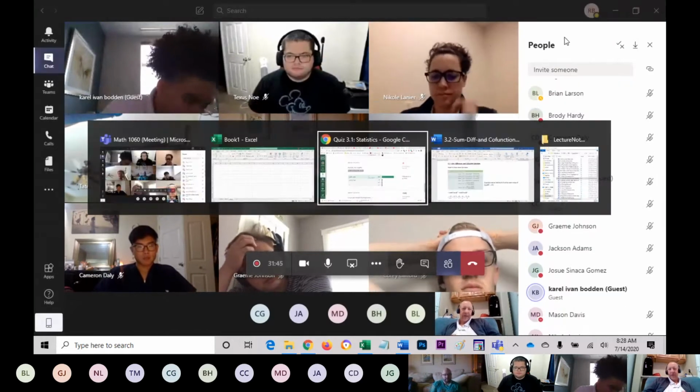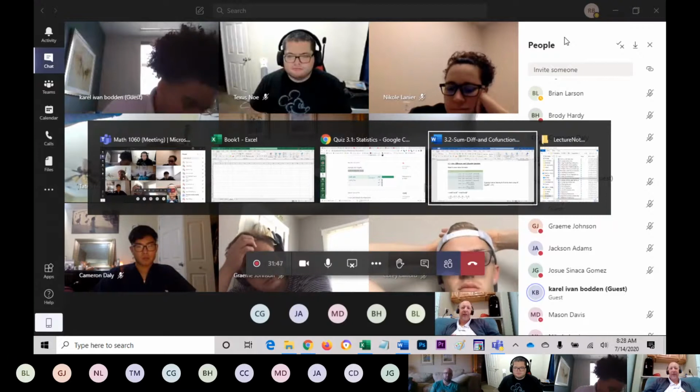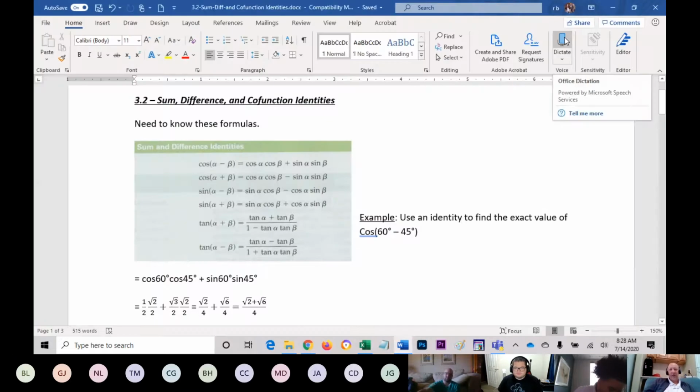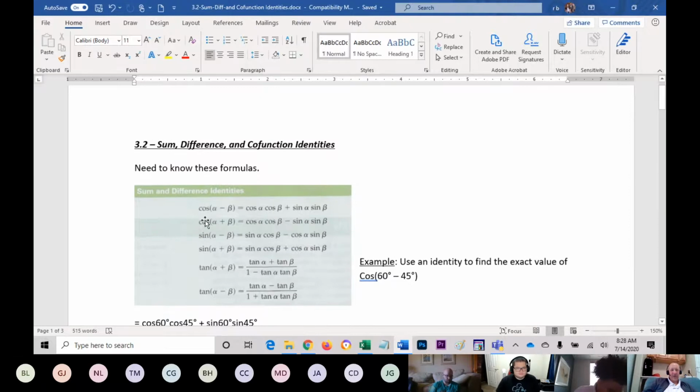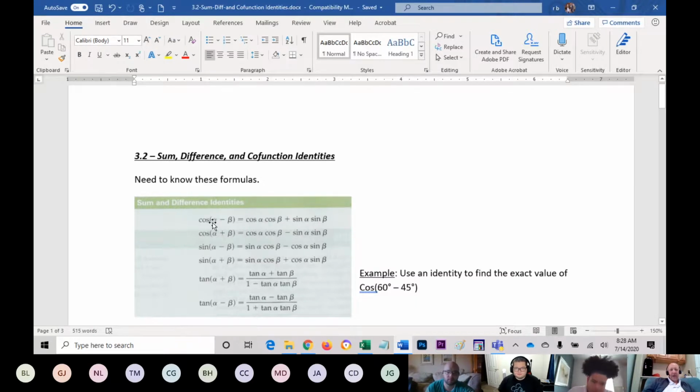Let's start on 3.2. Now, if you didn't have enough stuff to memorize, I'm only going to make it worse. All right, so you need to know these formulas. These are the sum and difference identities. So these are going to be surprisingly helpful. The cosine of alpha minus beta equals the cosine alpha cosine beta plus the sine of alpha sine of beta. Cosine of alpha plus beta equals cosine alpha cosine beta minus sine alpha sine beta.